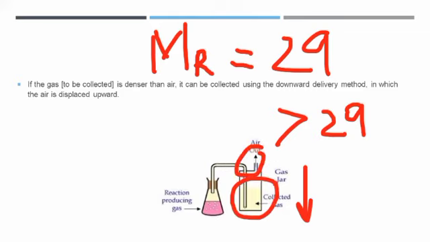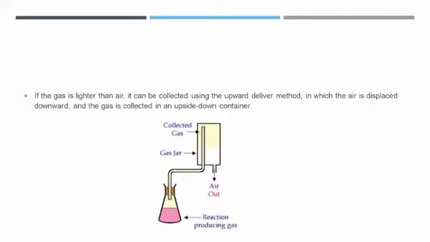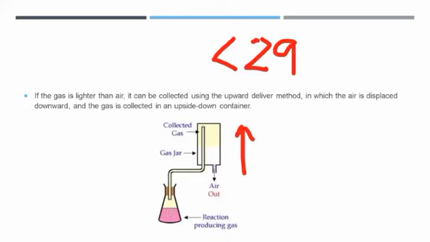This is also known as downward delivery of gas and upward displacement of air. Then if the gas is lighter, if it has an MR that is less than 29, what can I do? I can use the upward delivery method, or the downward displacement of air.